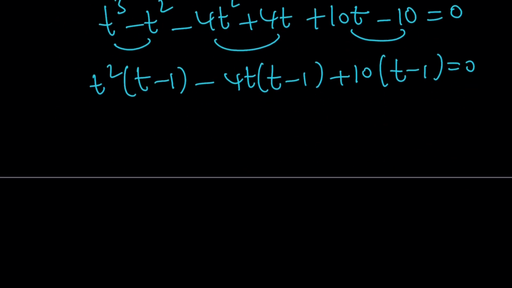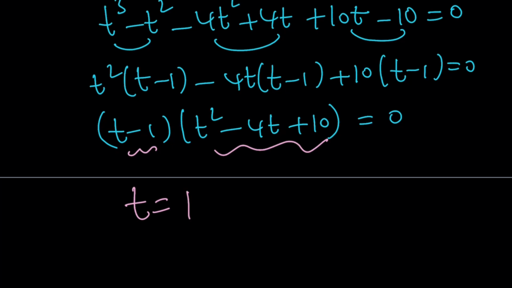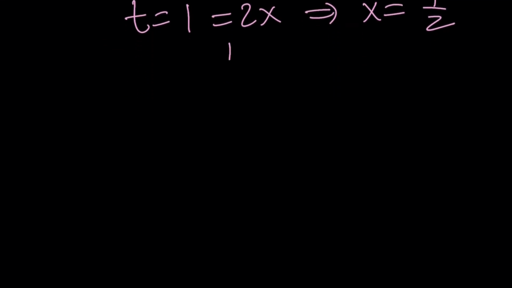And I can now take out t minus 1 and write the other factor as t squared minus 4t plus 10 equals 0. Uh-oh, we got complex non-real solutions from here. Of course, that should be expected. But t minus 1 equals 0 gives you t equals 1. We already knew that. But what is t? T is equal to 2x, which means x is equal to 1/2. If you solve the other equation, you're going to get the complex solutions. We already got that. Hopefully, you can handle this.